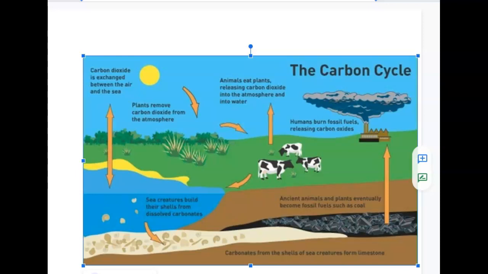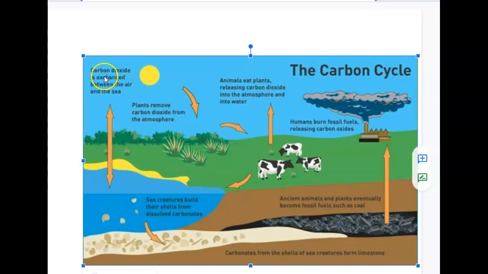So we got some different carbon cycle diagrams here, but they're all going to kind of show the same thing, right? First thing you need to know is that plants remove carbon dioxide from the atmosphere, right, through photosynthesis. So they are able to take carbon dioxide from the air and turn it into food for themselves. Animals eat those plants, and as they're eating and as they're making waste, they're actually going to release that carbon dioxide back into the atmosphere.